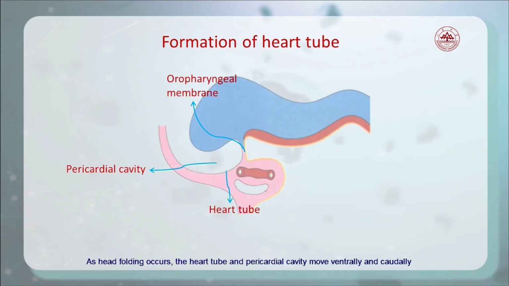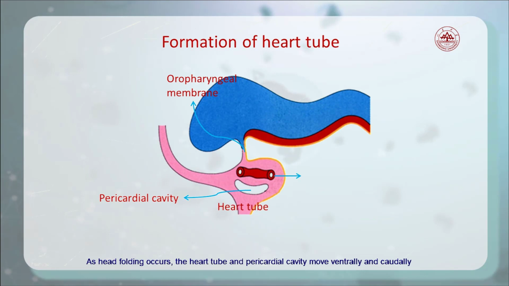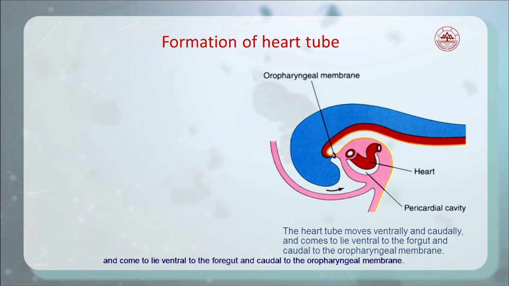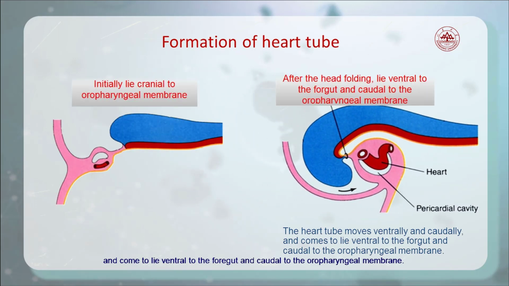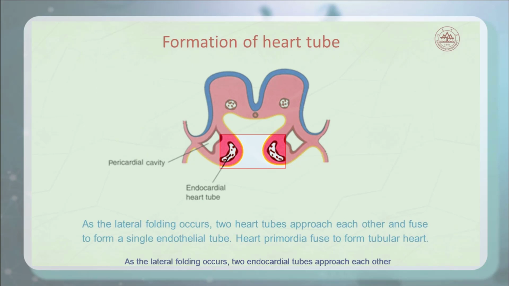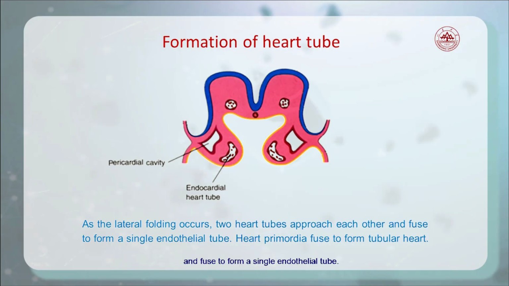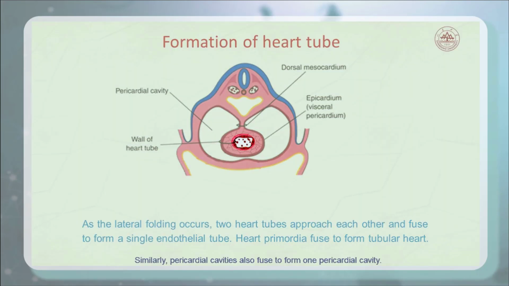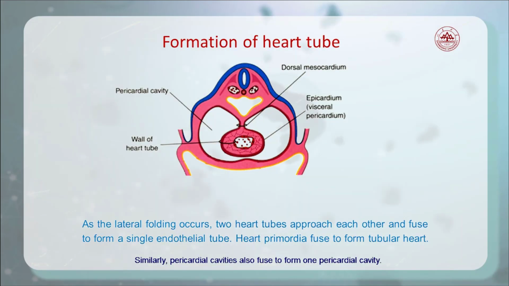As the head folding occurs, the heart tube and the pericardial cavity move ventrally and caudally and come to lie ventral to the foregut and caudal to the oropharyngeal membrane. As the lateral folding occurs, two endocardial tubes approach each other and fuse to form a single endothelial tube. Similarly, pericardial cavities also fuse to form one pericardial cavity.